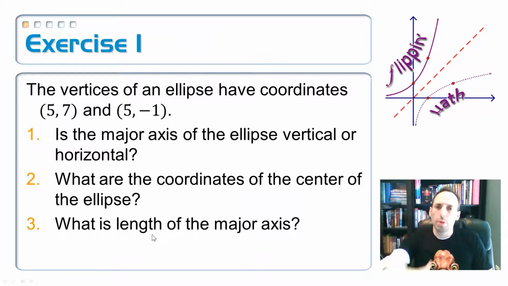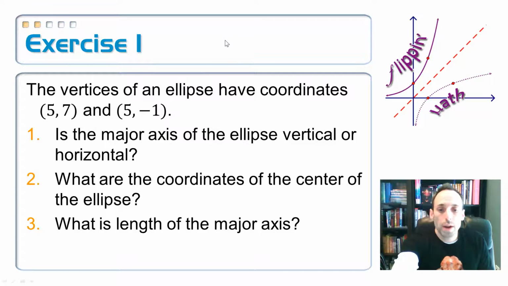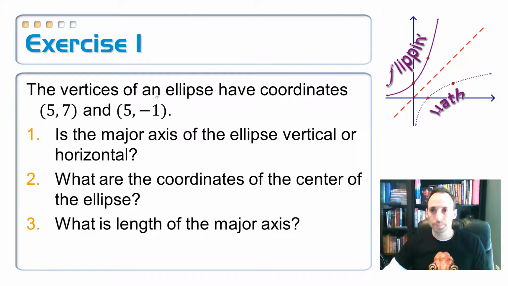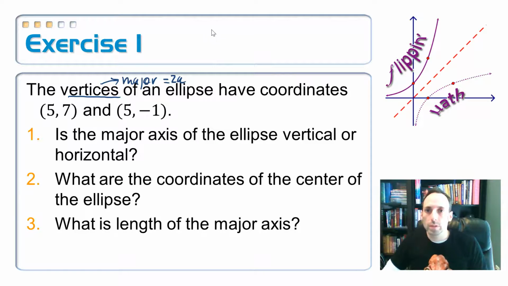Okay, let's practice these points. And just like with the parabolas, it's probably going to be helpful if we sketch ourselves a little picture to go with it. So the vertices of an ellipse have coordinates (5, 7) and (5, negative 1). So this is vertices. Remember, this always goes on the major axis, which of course is going to be 2a.